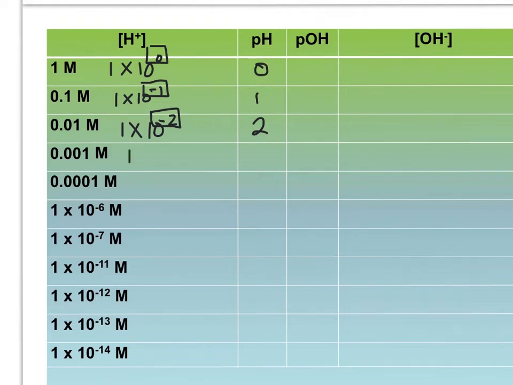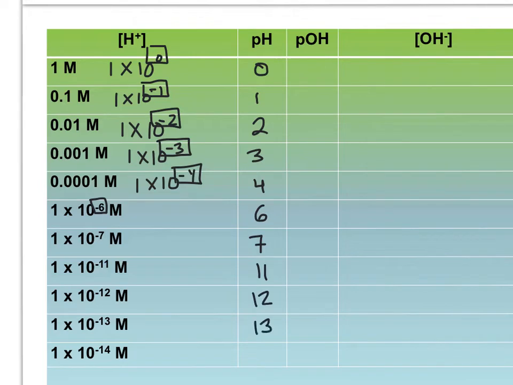Next number. This is the same thing as 1 times 10 to the negative third. So negative log of that would be 3. Next one, 1 times 10 to the negative 4. So negative log of that would be 4. This one is already written for us in this format, so negative 6 would be positive 6. This one would be 7, 11, 12, 13, and 14.